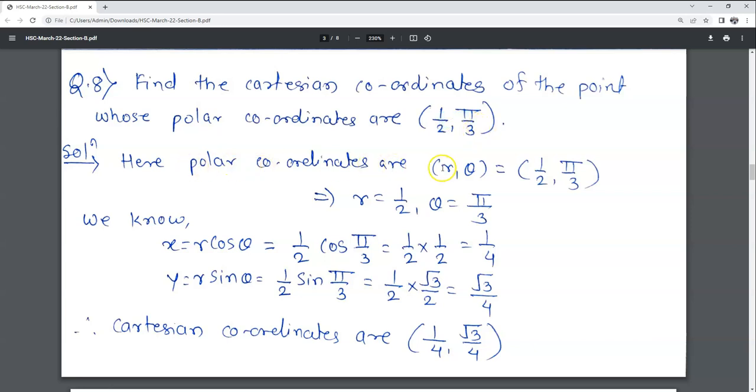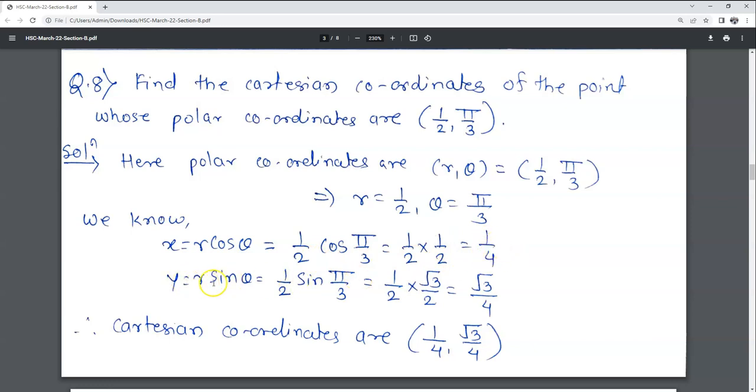Polar coordinates are (r, theta), that is (1/2, pi/3). What does that mean? r is equal to 1/2 and theta is equal to pi/3. Now the equivalent Cartesian coordinate equation is what? x is equal to r cos theta and y is equal to r sin theta. So the value of x is 1/2 cos of pi/3, because theta value is pi/3. Cos of 60 degrees is 1/2. So 1/2 into 1/2, that is 1/4.